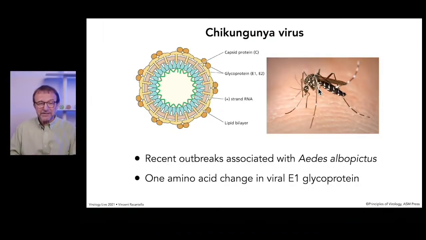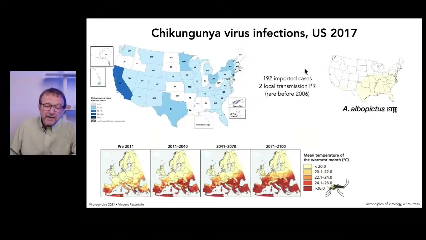Aedes albopictus is more extensive in the U.S. It was actually introduced into the U.S. in the 80s by the used tire trade. It came into the U.S. in Houston and has since been spreading northwards. And so the potential is that this virus could be in the U.S. as well. We do have chik infections in the U.S. In 2017, there were 192 imported cases into the mainland, all imported, no local transmission yet.